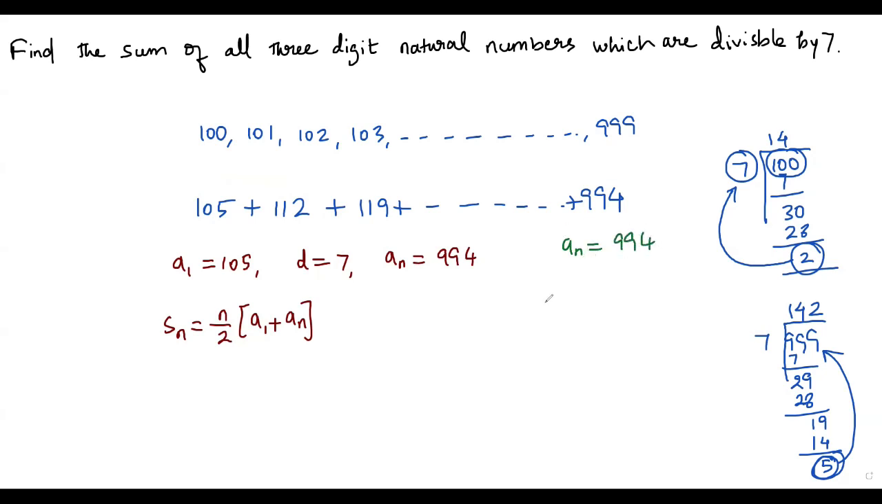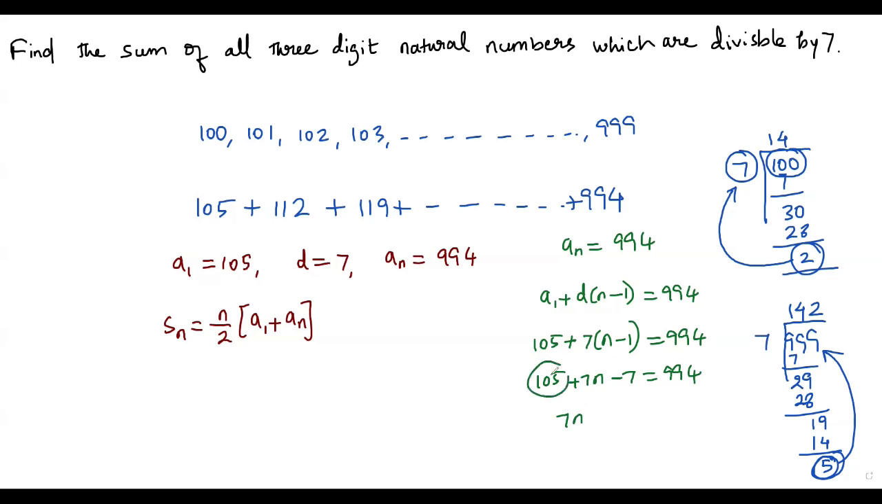There is a formula for the nth term of an arithmetic series. That is a1 plus d times (n minus 1). This is the formula for the nth term, that is an equals 994. Now we can plug in the value for a1, the first term 105, and d is 7. So 105 plus 7 times (n minus 1) equals 994. Now we can distribute this positive 7 to n and negative 1. Then I'm getting positive 7n, negative 7. Okay, now when I combine this positive 105 and negative 7, I'm getting 7n plus 98 equals 994.